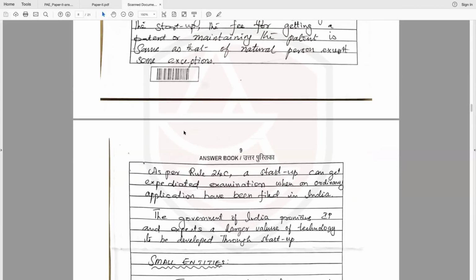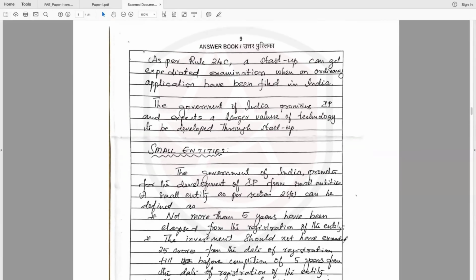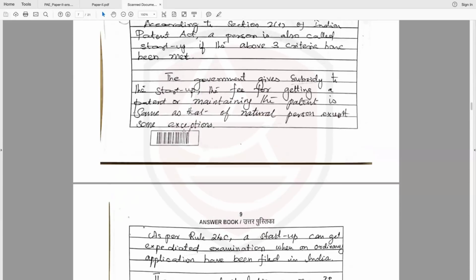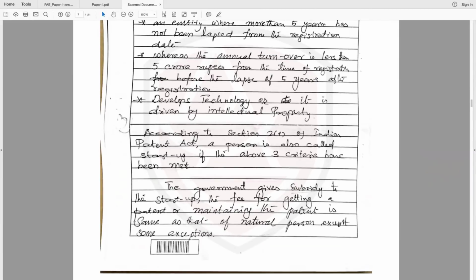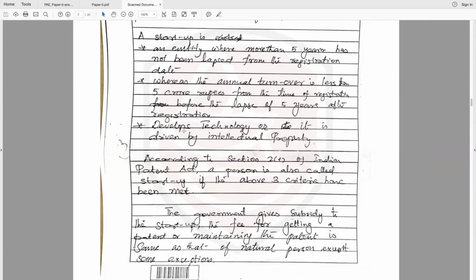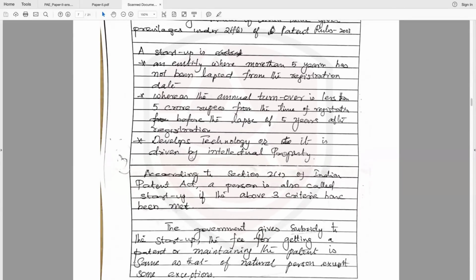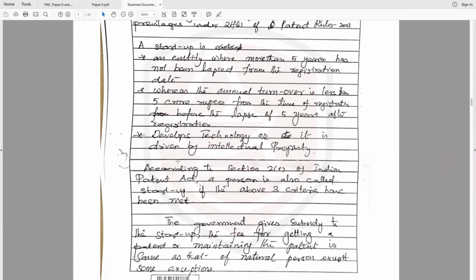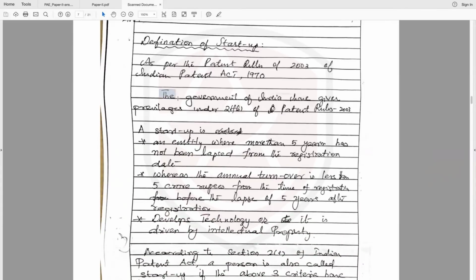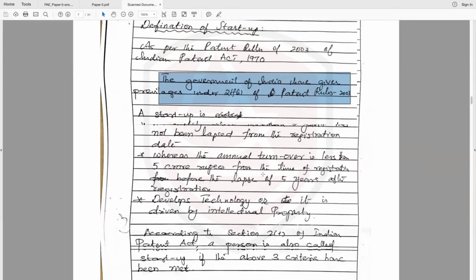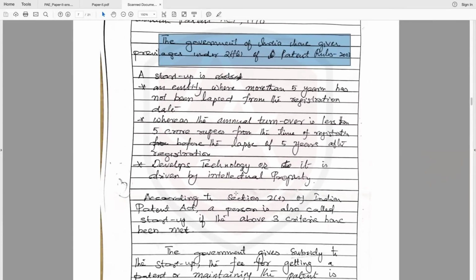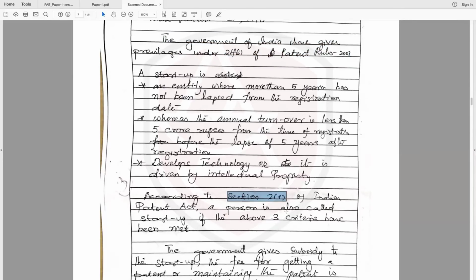So if you scroll up. And he got all the facts right, but one thing that catches my attention is that in the first part he clearly mentioned that under 2FB, so he clearly says that is the rule 2FB, and then in the later part, which is according to section 2F of Indian Patents Act. So do you see there is a mismatch here? In one place he says it's rule 2FB and it is not section 2F.